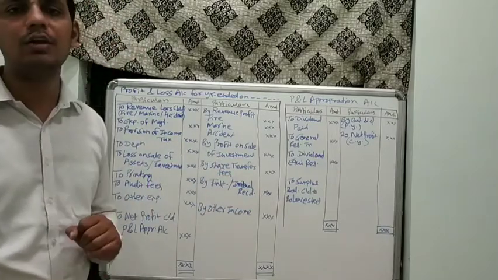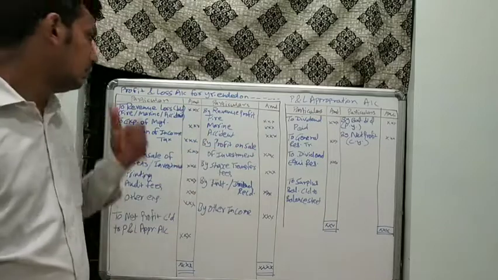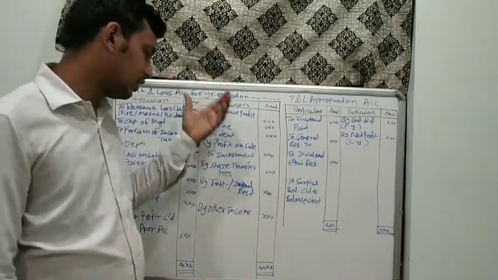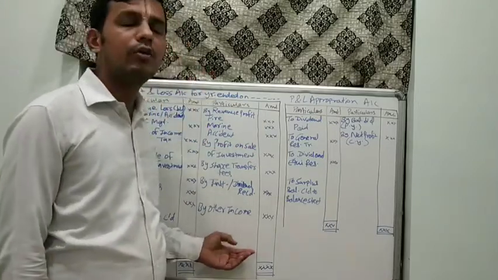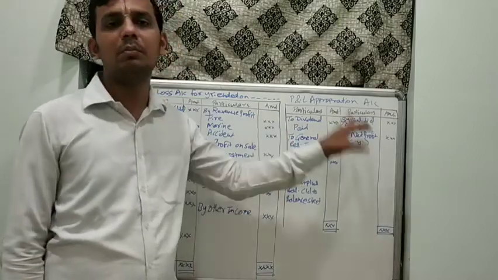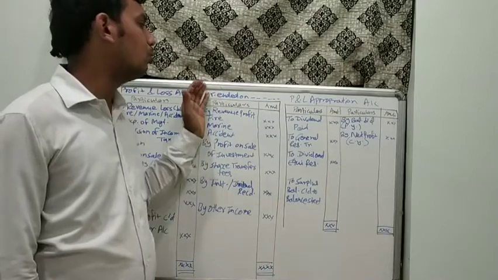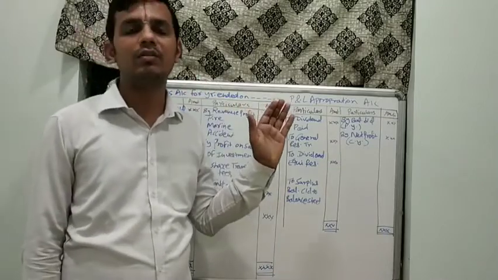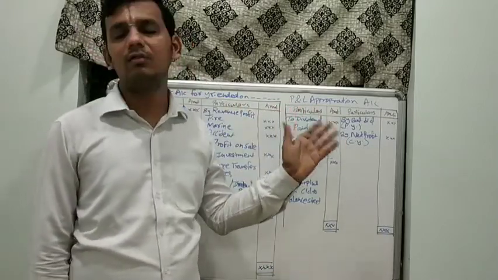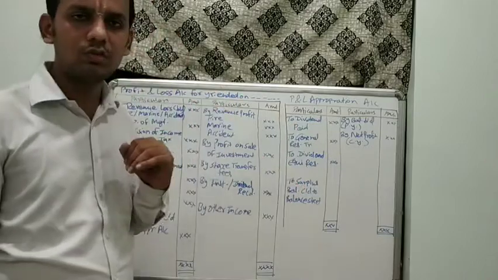In this particular video we will see the next question, that is, what are the heads which are included in the P&L account, appropriation, and balance sheet in the second part. So in this video we are going to see how the P&L account, or we can say final accounts or appropriation, is prepared for a general insurance company.